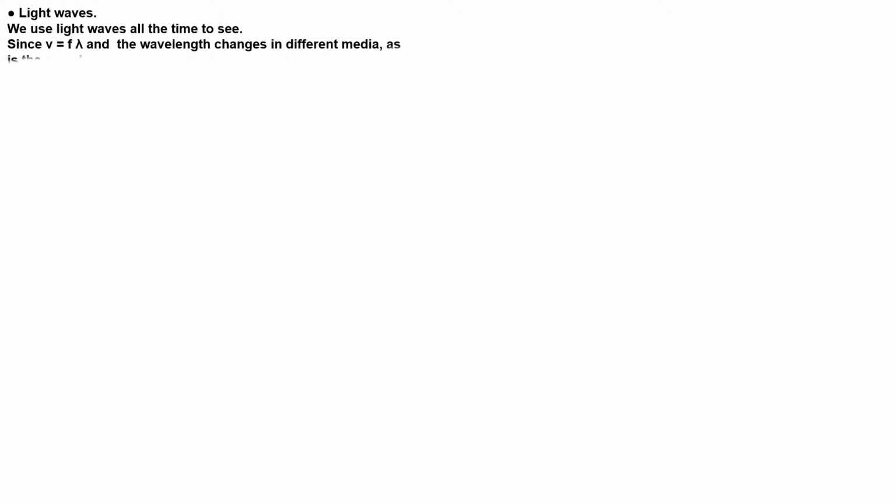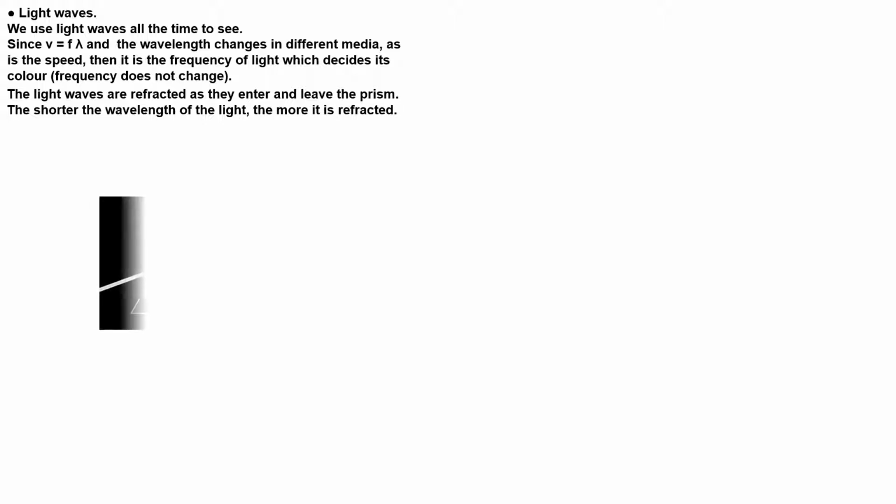Light waves. We use light waves all the time to see. Since speed is frequency times wavelength, and the wavelength changes in different media, as does the speed, it's the frequency of light which decides its color. Frequency does not change.